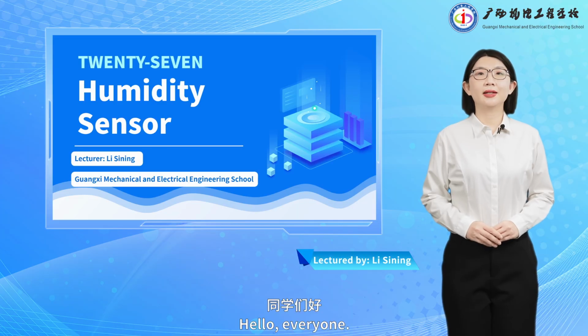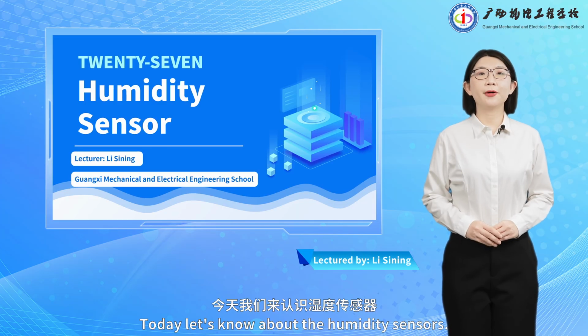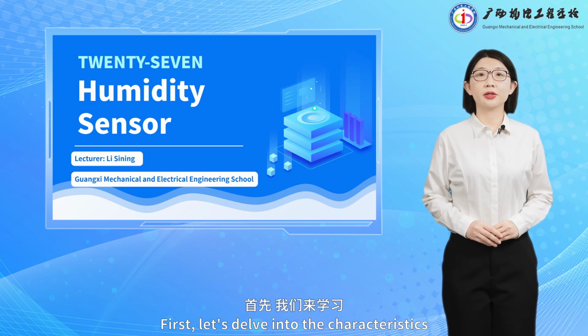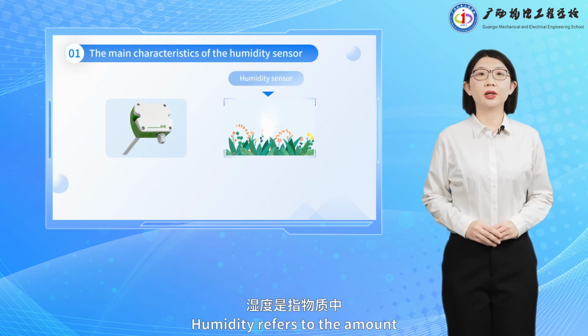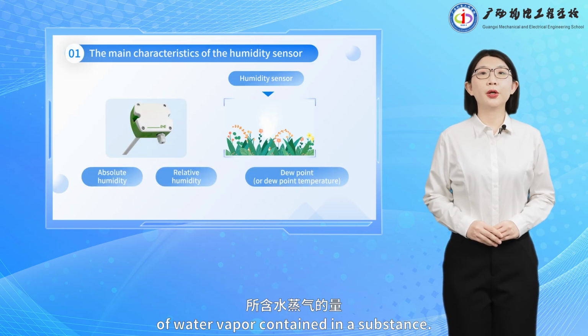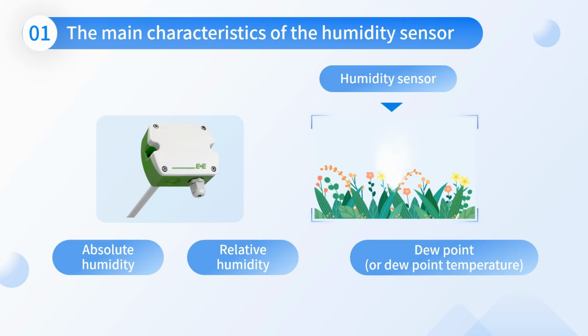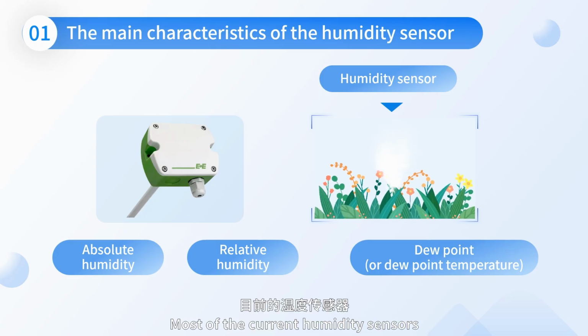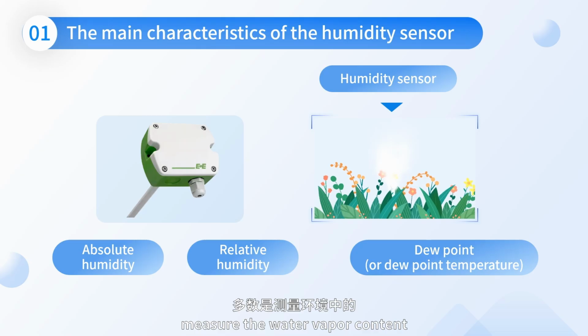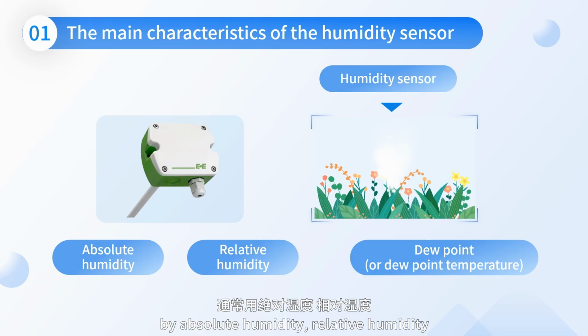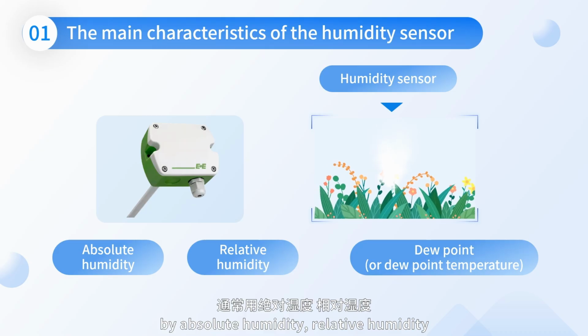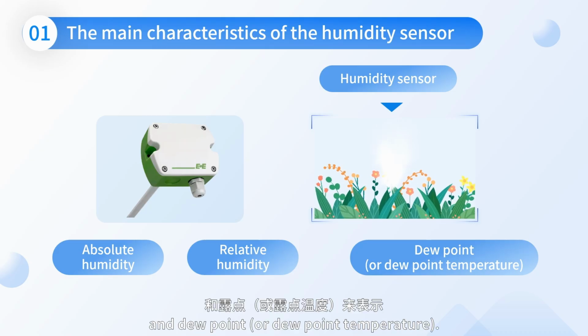Hello, everyone. Today let's learn about humidity sensors. First, let's delve into the characteristics of humidity sensors. Humidity refers to the amount of water vapor contained in a substance. Most of the current humidity sensors measure the water vapor content in the environment, which is usually expressed by absolute humidity, relative humidity, and dew point or dew point temperature.